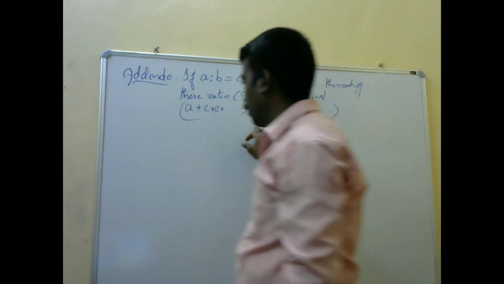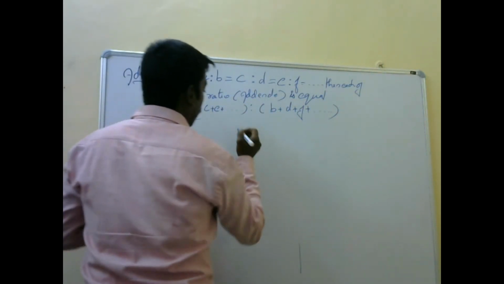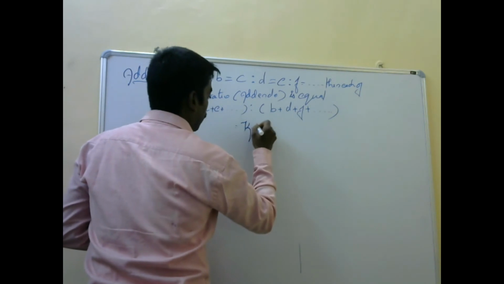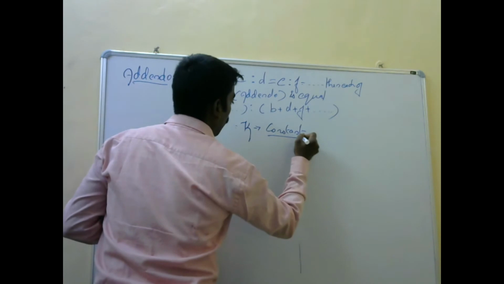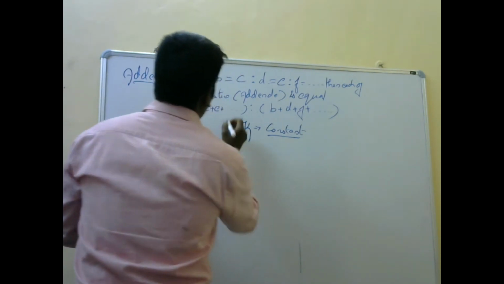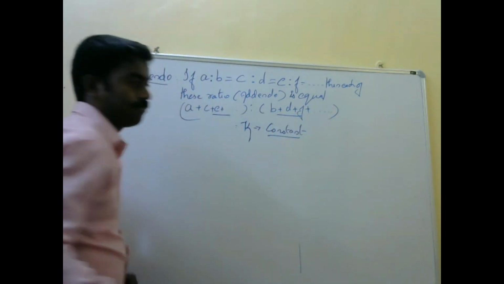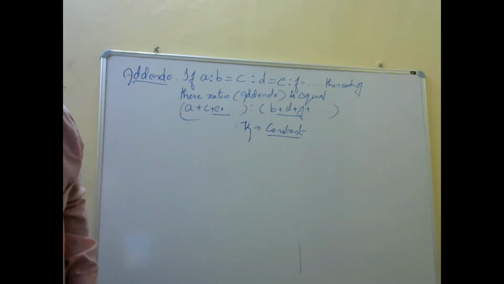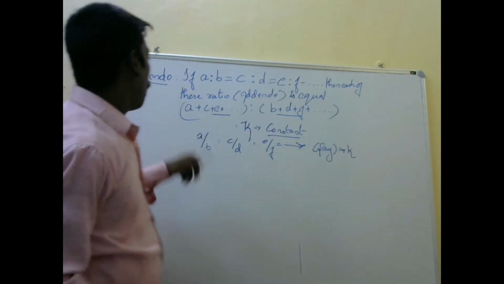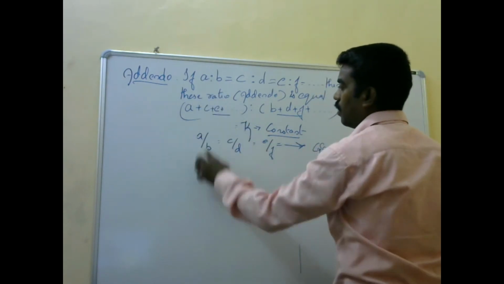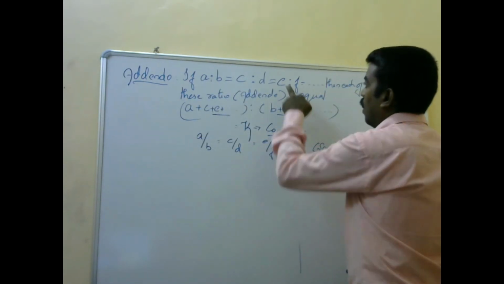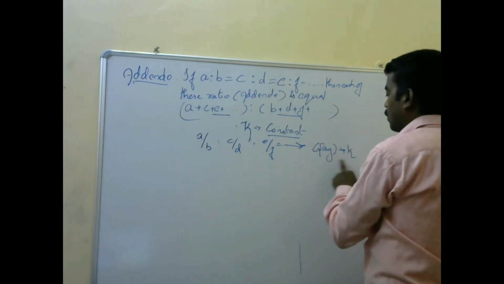So here we are going to denote the ratio as K. K is a constant value. Why are we denoting this? To identify it. So how do you write this? I said K is a constant. A by B, C by D, E by F is equal to the constant.